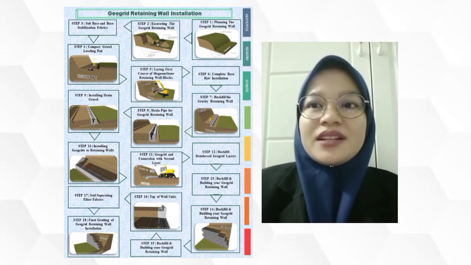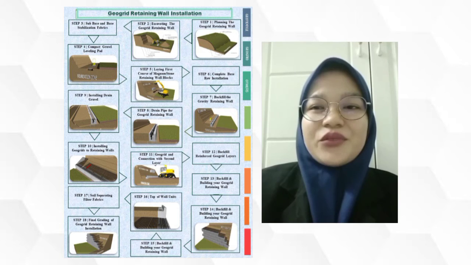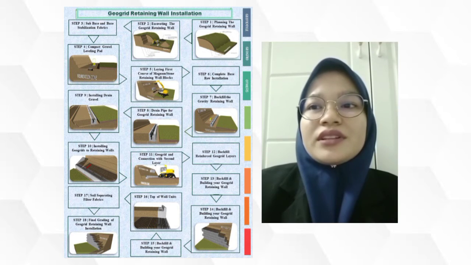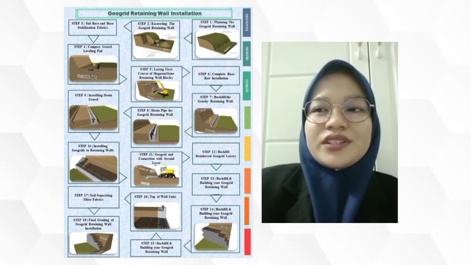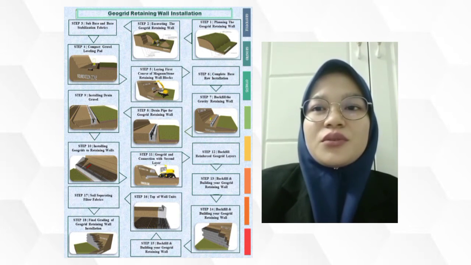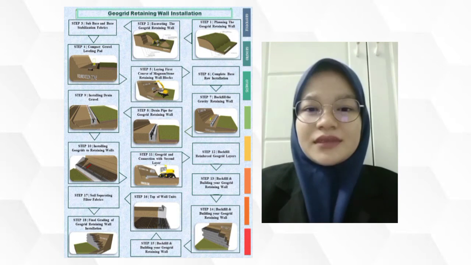Step 13. Backfill and building your geogrid retaining wall. Install third row of block following the same guideline as previous step. Step 14. Backfill and building your geogrid retaining wall. Also, install fourth row of magnum stone retaining wall block following the same guideline as previous step. Step 15. Backfill and building your geogrid retaining wall. Install third row of block following the same guideline as previous step also.